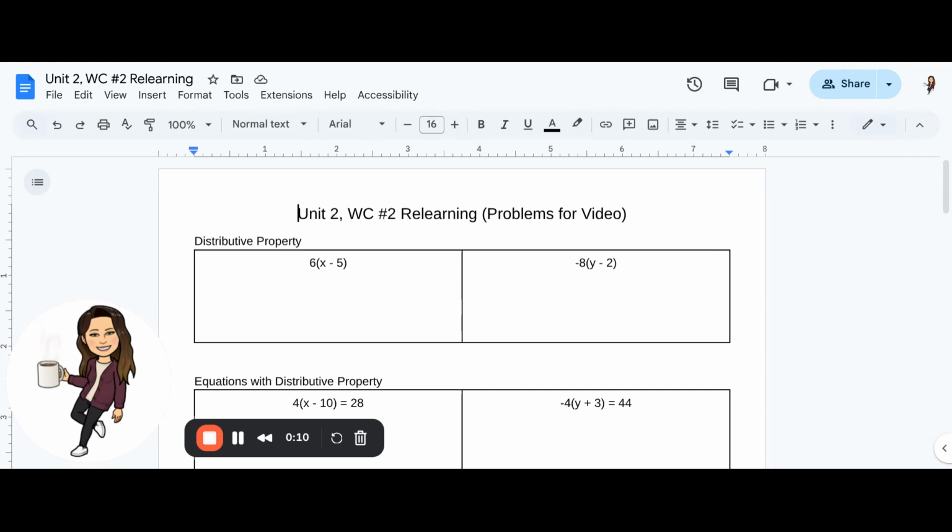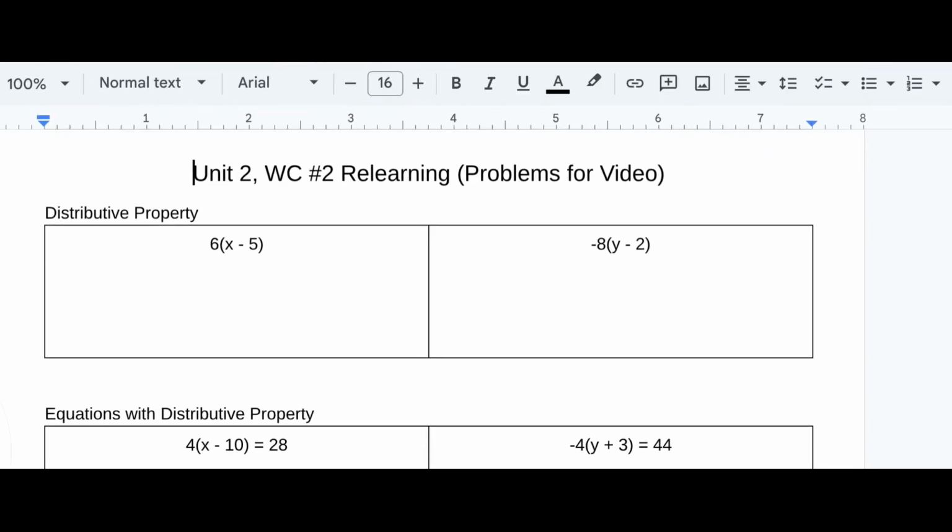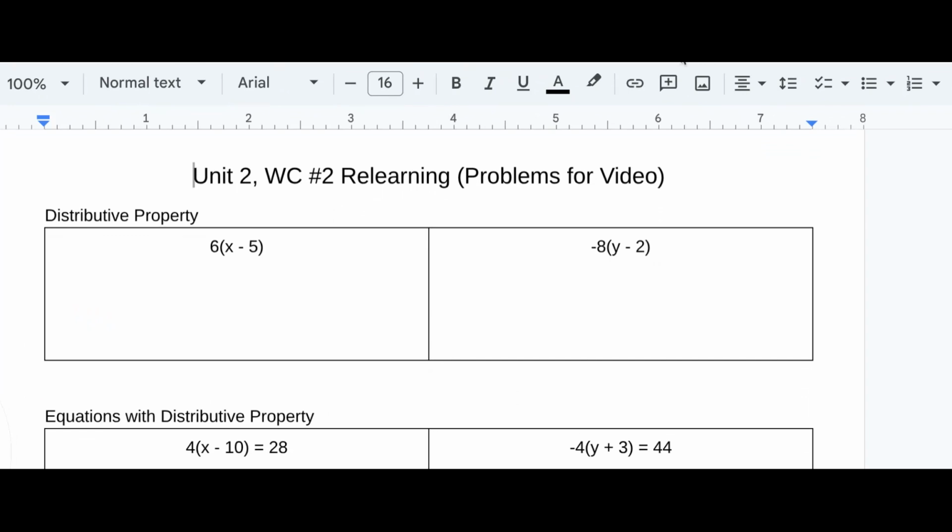The learning targets for this week were the distributive property, solving equations with parentheses, and setting up and solving word problems. So we're just going to go through 2 of each type of problem, and then you can work on your relearning problems. The first thing that we talked about this week was the distributive property, and we said, hey friends, if you see parentheses, that's your clue thinking about order of operations. You have to take care of that first, okay?